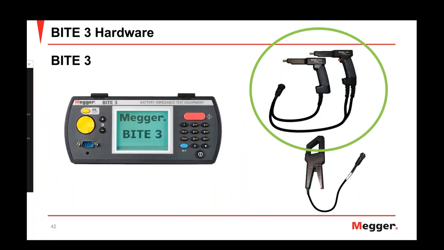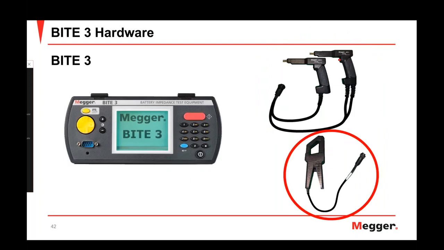And then lastly, I want to talk about the CT. The CT used for the BITE 3 is different than the BITE 2P because the CT for the BITE 3 is not necessary for taking normal impedance measurements. The CT with the BITE 3 is only intended to be used as an optional device whenever you're using the escape current or impedance modes of operation. The escape current mode is used for measuring a battery string where parallel paths may exist.